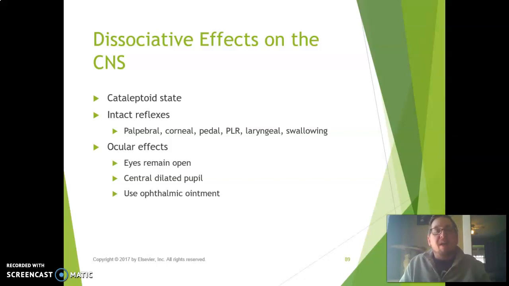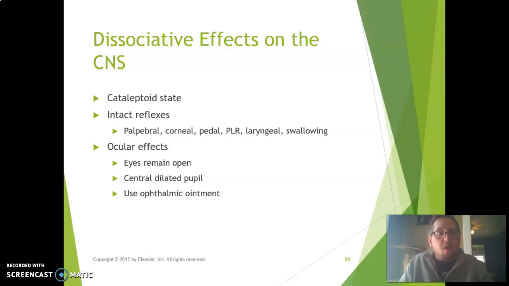They become in a cataleptoid state, which is essentially, once again, think of that cat a couple of pictures back. You can go back and rewind this and look at that cat. That is a cataleptoid state. There are only a few intact reflexes at this point in time.